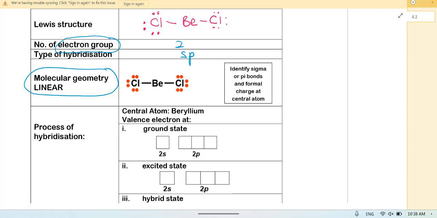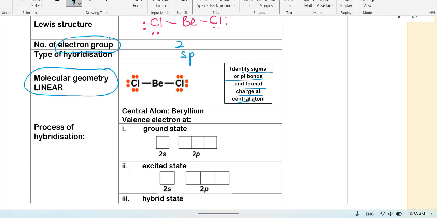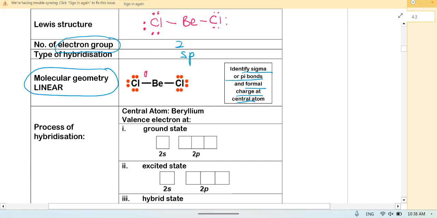The most important part is to identify the sigma or pi bonds and the formal charge at the central atom. We look at the central atom. You need to identify how many sigma bonds, how many pi bonds, and the formal charge only for the central atom. If we look here, the central atom has 2 sigma bonds, and the formal charge for the central atom is 0.